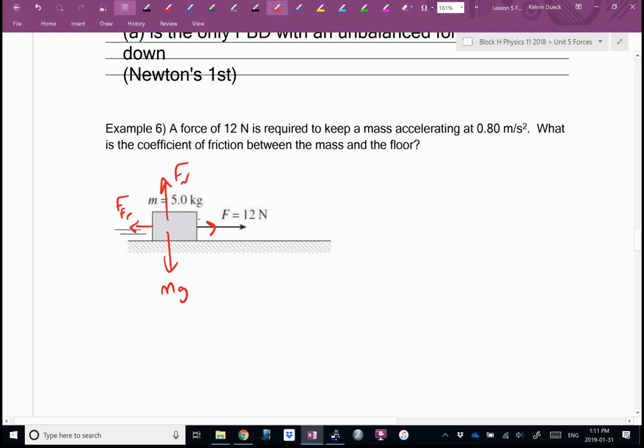Who's winning? The applied, the 12. So let's go. I could even put a little APP as a subscript underneath the F right there, and I'll end up with F applied, who's losing, minus friction, and that equals what? MA.